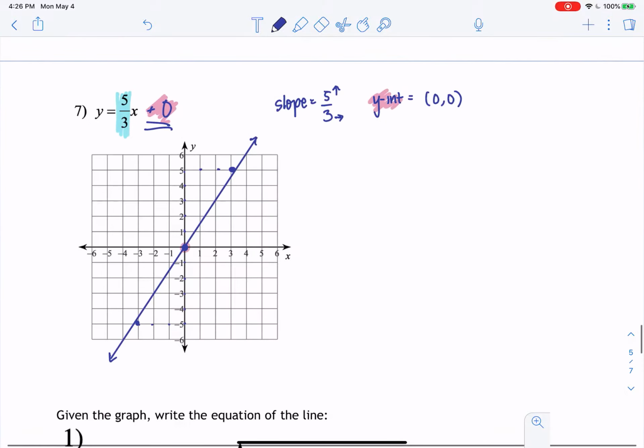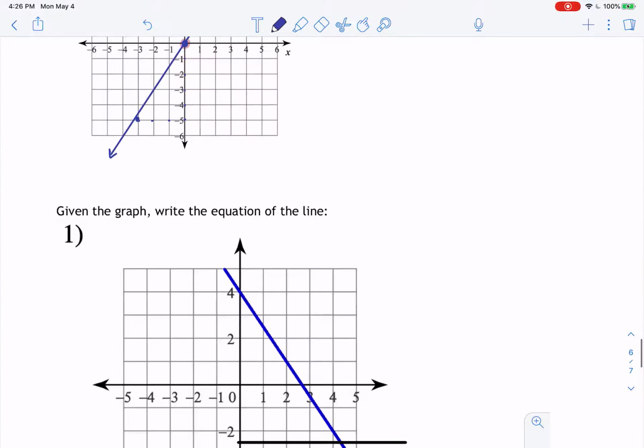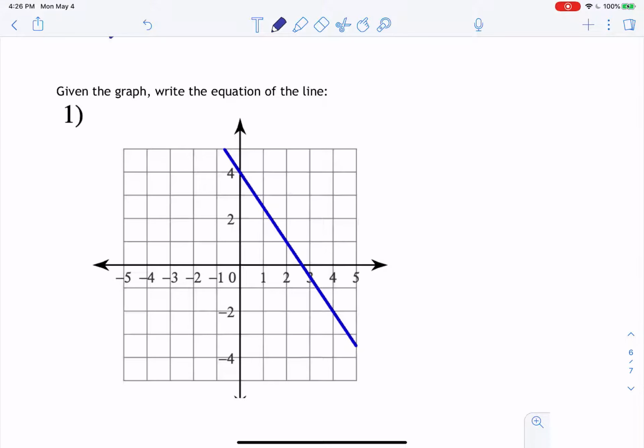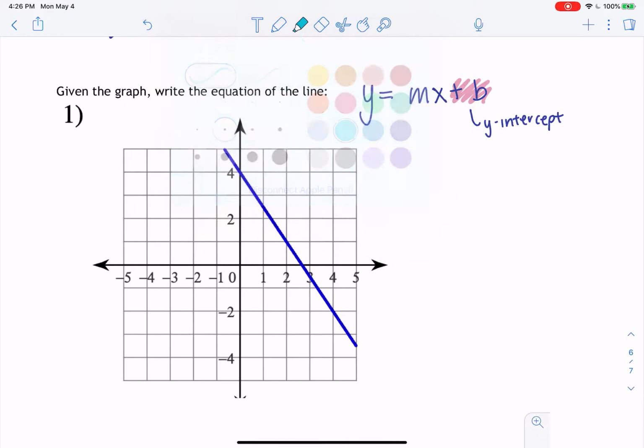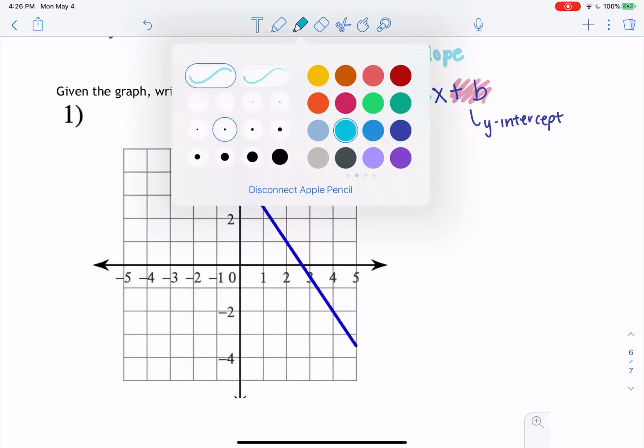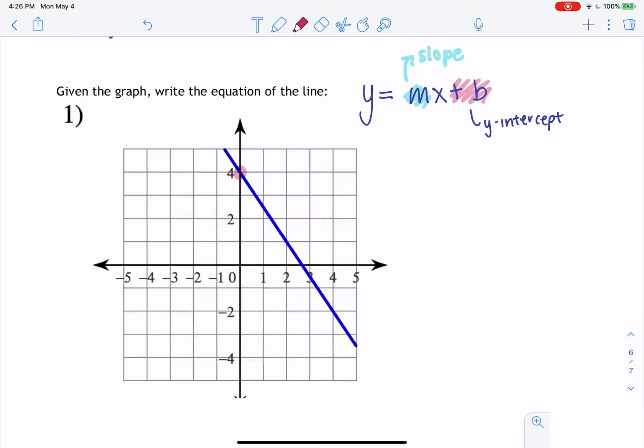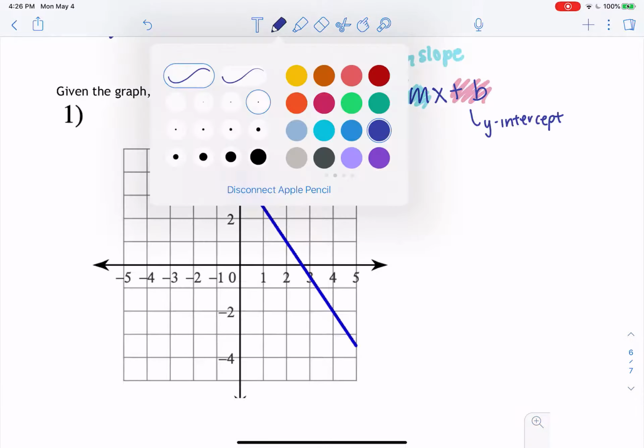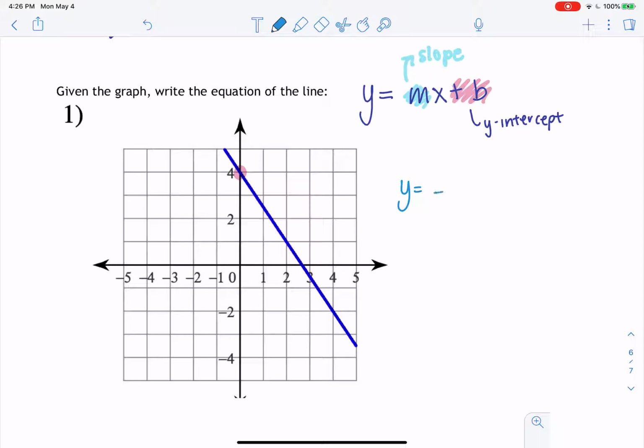All right. Now, the other part that you're going to be asked to do in Desmos is, given the graph, write the equation of the line. So remember, we've been writing our lines in the equation y equals mx plus b, where plus b is your y-intercept, and m is your slope. So the first thing that we can recognize here is our y-intercept is at +4. So when we're writing the equation of our line, we'll have y equals something x plus 4, because that's where our line crosses the y-axis.